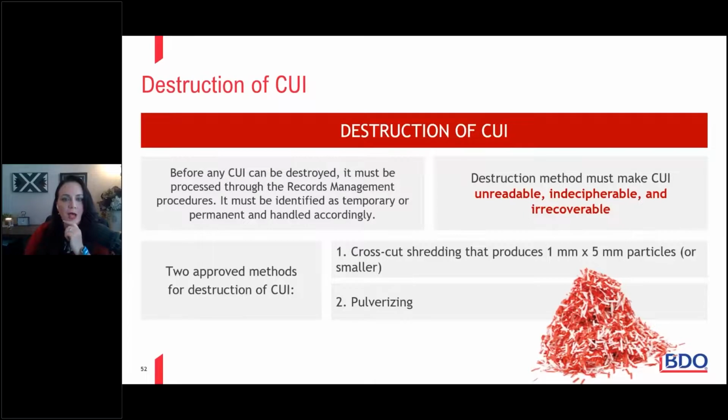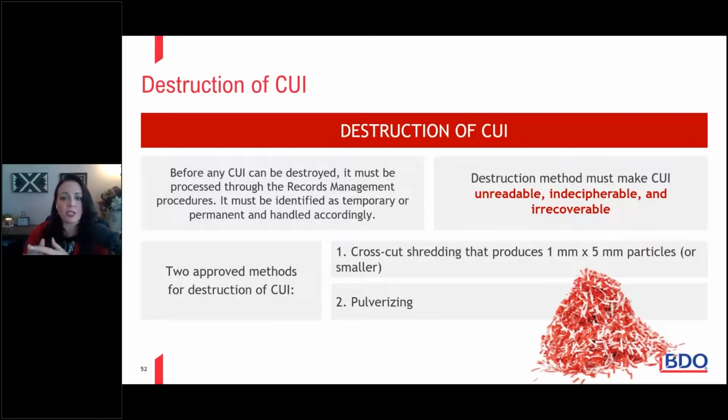Now, destruction of CUI. If you have to destroy CUI of any kind, so we're talking paper documents, any media materials, hard drives, USB thumb drives, first and foremost, as good practice, process it through your records management procedures. Does that mean you need to have a records management procedure? I would say yes. It would behoove you to have a record of what you destroyed when. If you're destroying thousands of documents, you probably won't log each one, but a hard drive, getting that through a document control procedure is a good habit to follow.